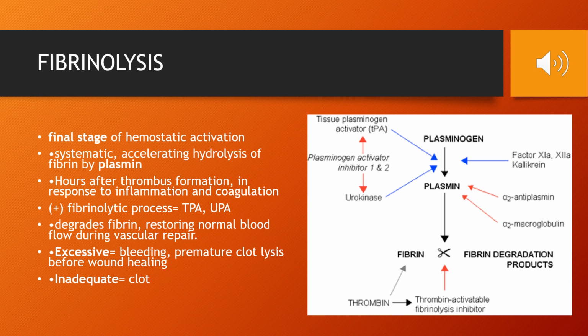So both are released in response to inflammation and coagulation. So what they do is they activate the fibrin-bound plasminogen several hours after thrombus formation. And then this degrades the fibrin and restores normal blood flow during vascular repair.